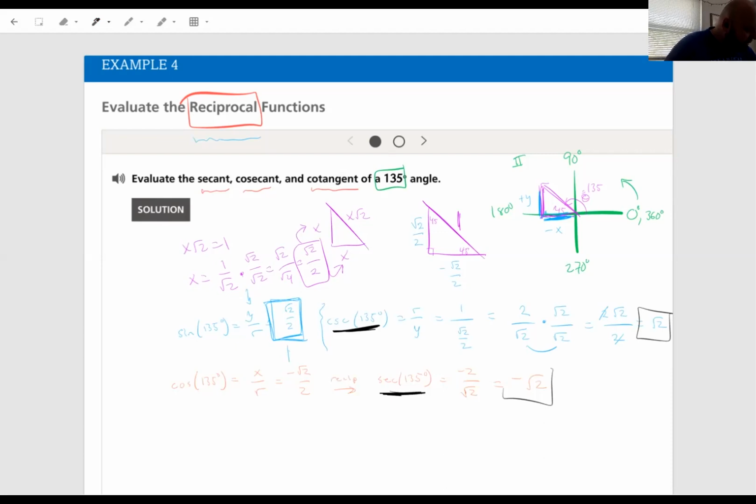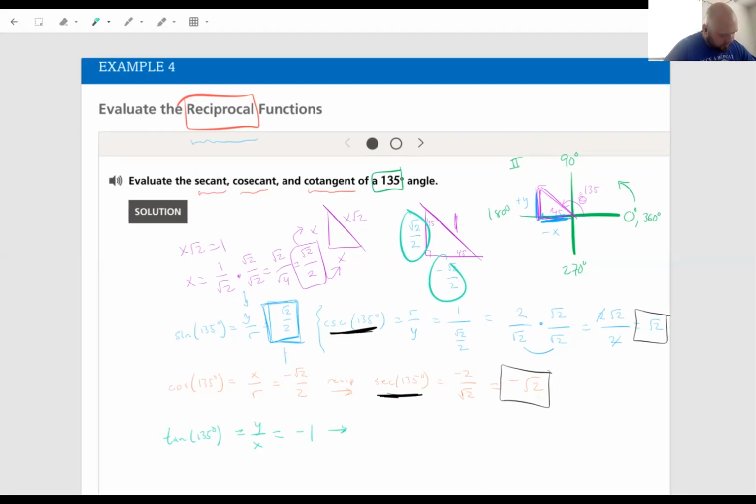Finally, we are going to do, I'm doing a lot of different colors today. Let me make this one a little bit bigger point so that you'll see it. The cotangent. So I have the tangent of 135 is y over x. And because our y value and our x value are the same number with just a different sign, when I divide them, I'm going to end up with just negative 1.